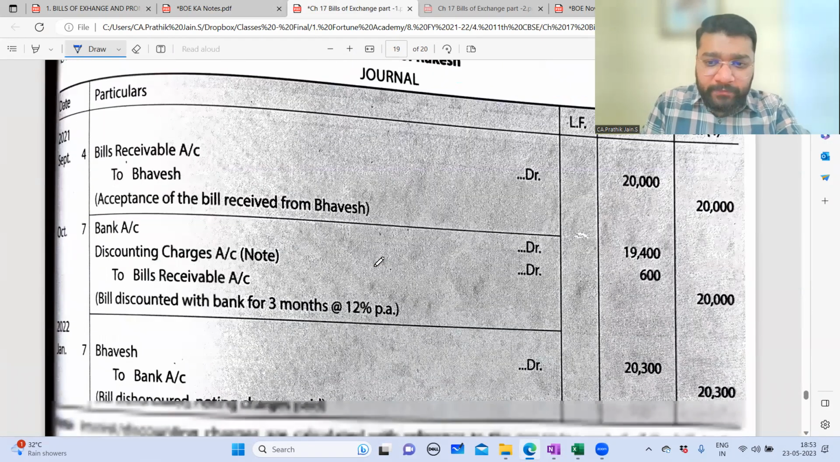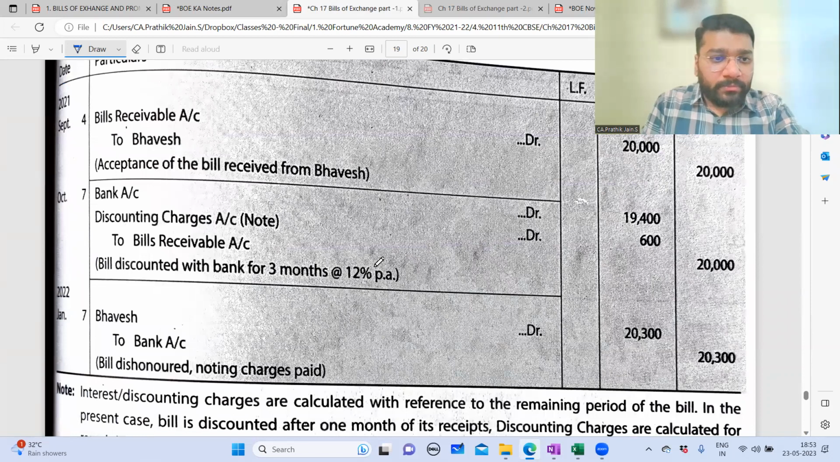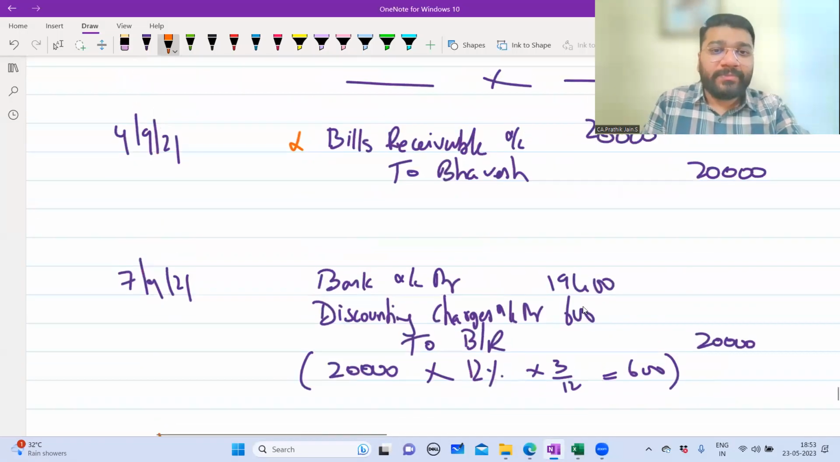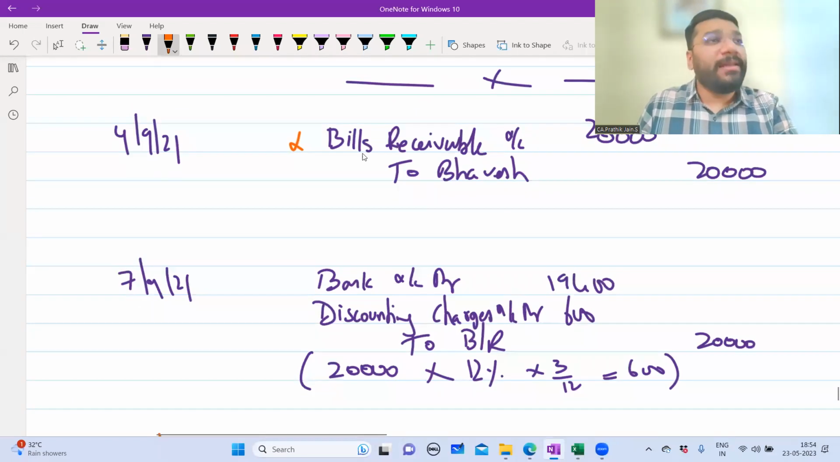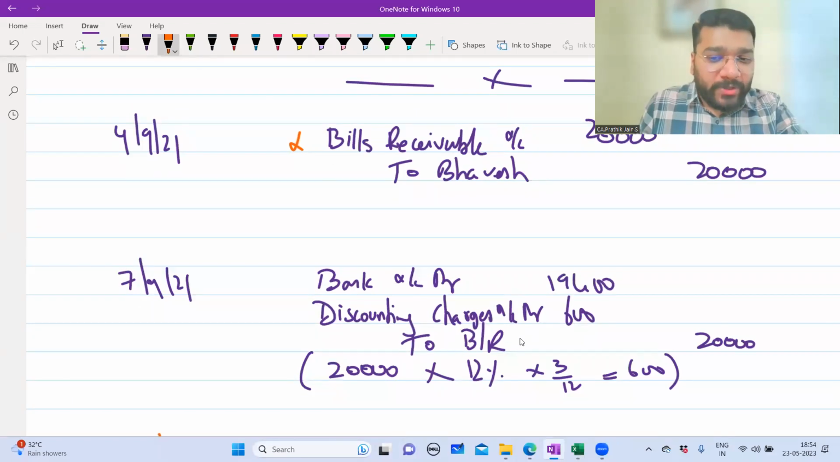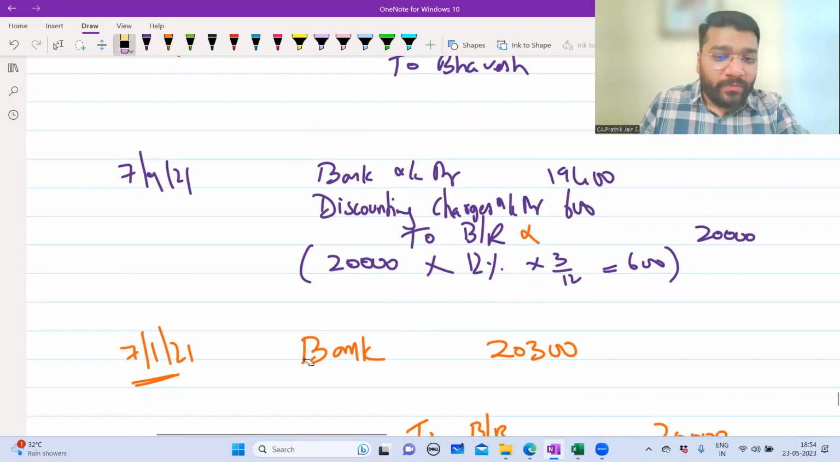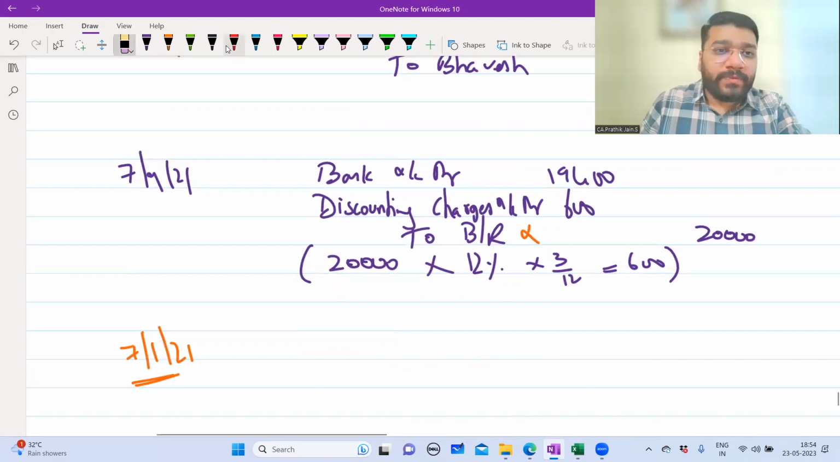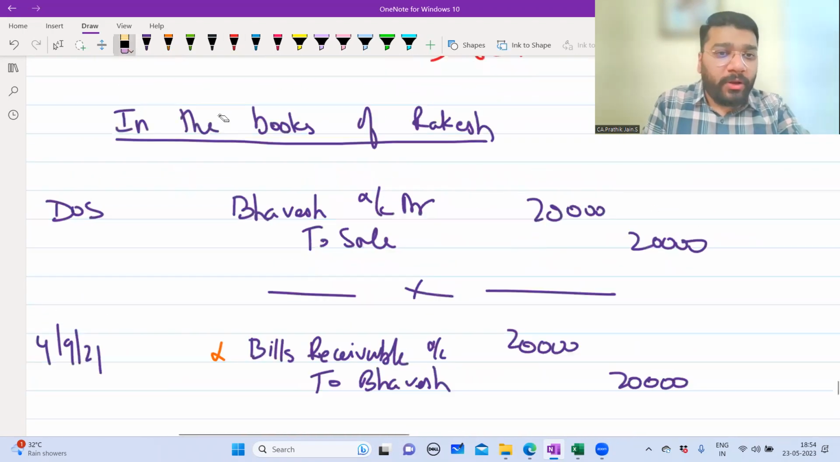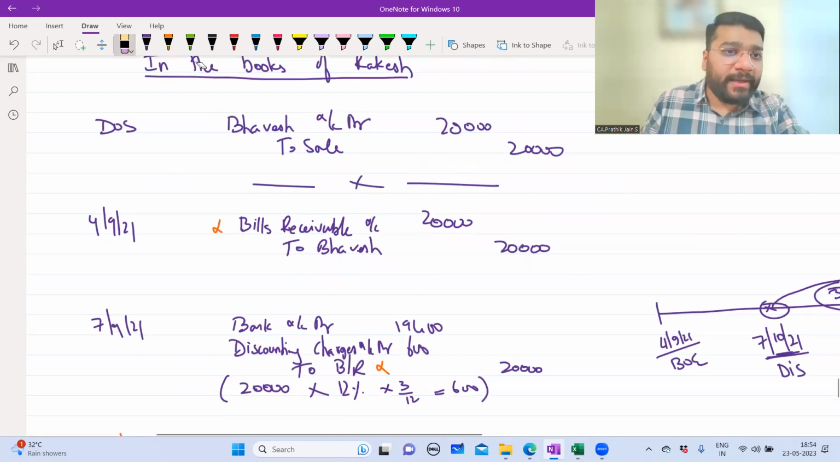So is the bank not recovering from this guy? Oh, wait. Once again. This is not a bill held till maturity. The bill has already been knocked off. I'm sorry. The bill is already knocked off here. See, that's why it's very important to knock off the accounts. So let's knock off the accounts first to get a clarity.